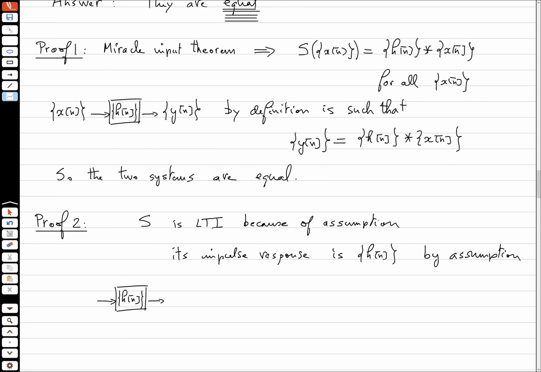Now this system is LTI. Why? Theorem 2, yes. Not by assumption. I heard somebody said by assumption. No, it's by theorem. Remember, definition and theorem is different. The assumption, definition is something you decide. Theorem is not from you. It's from outside. Because by theorem 2, property 1.